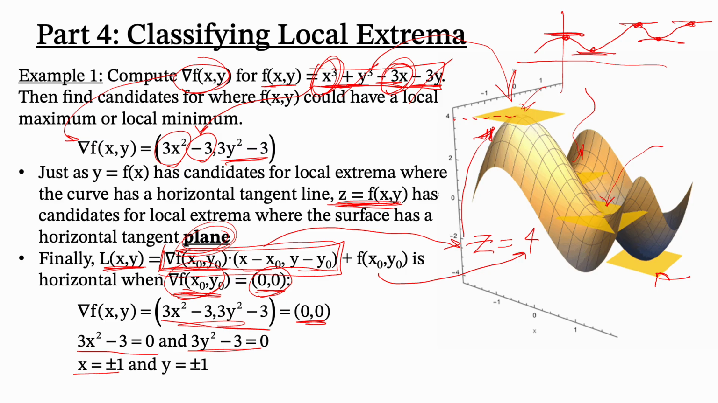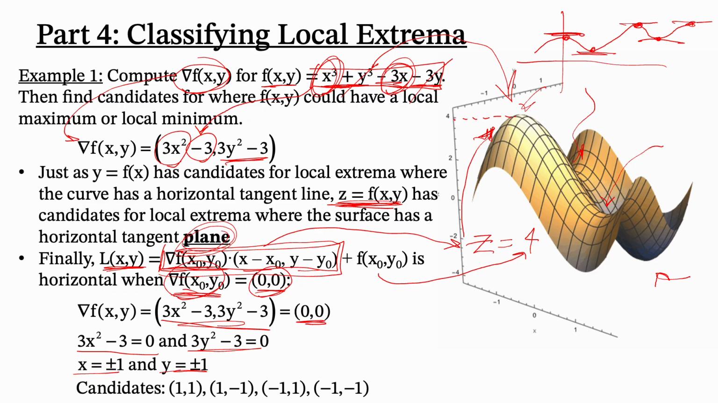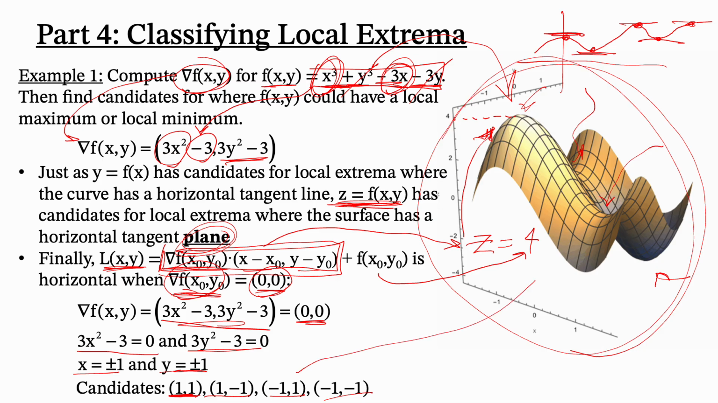You get x equals plus or minus 1, y equals plus or minus 1, and if we put this together into ordered pairs, we have 4 candidates. We might have a local maximum or minimum or neither, but our candidates for maxes and mins are at x equals 1, y equals 1; 1, negative 1; negative 1, 1; and negative 1, negative 1. And if you look at the animated GIF, you can see that there are 4 places where our surface has horizontal tangent planes, and those correspond with the 4 candidates that we just found.